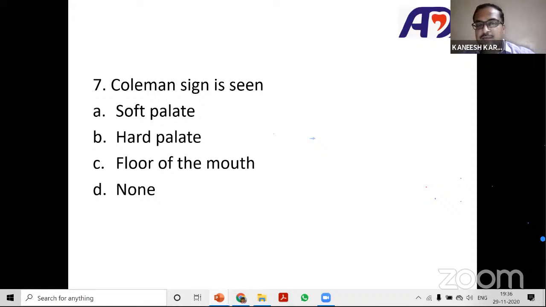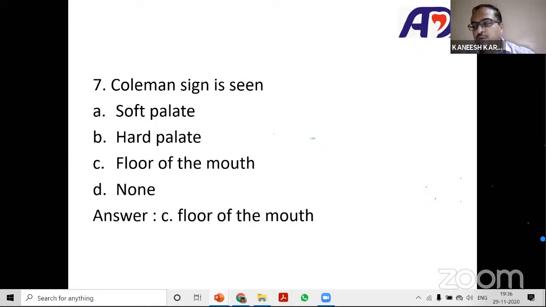Coleman sign is seen in the floor of the mouth. It is a hematoma in the floor of the mouth due to mandible fractures. So if you see a hematoma in the floor of the mouth, in 99% of the cases there will be a fracture of the mandible. So that is an important sign to detect the fracture of the mandible.